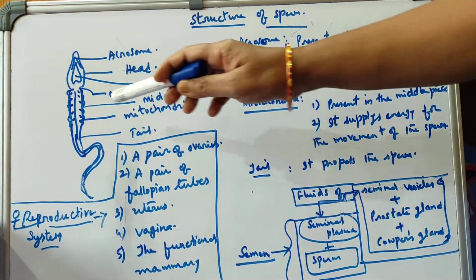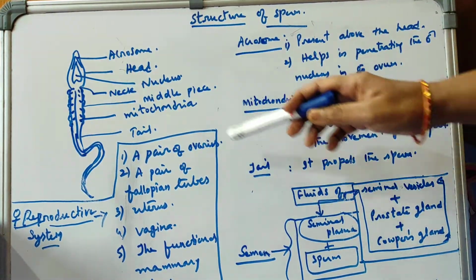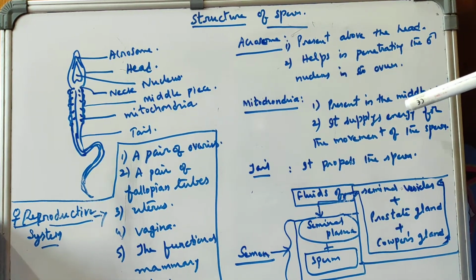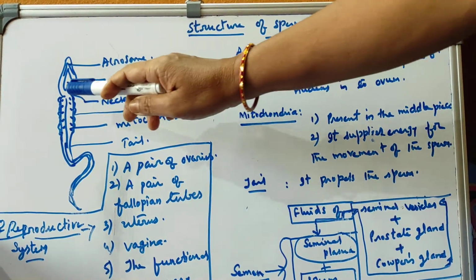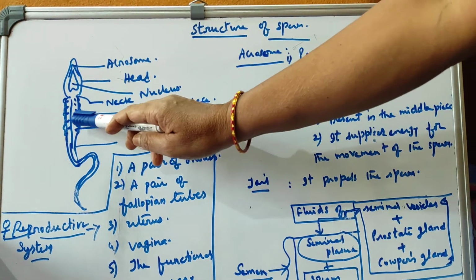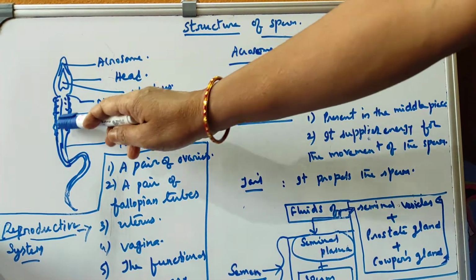The next one is mitochondria. The second part is mitochondria, situated in the middle piece, just below the neck. It supplies energy for the movement of the sperm. Here, this is the nucleus, and this should be penetrated into the ovum. So for that, the energy is given by this mitochondria. And it is present in the middle piece, just below the neck.